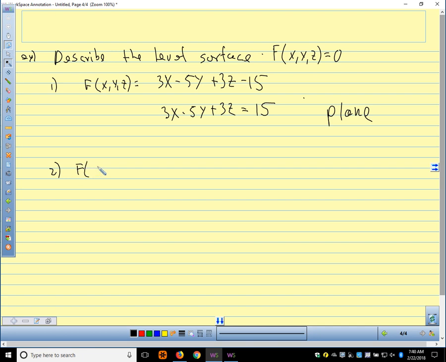F of x, y, z equals x squared plus y squared plus z squared minus 25. That's going to be a sphere, right? We get x squared plus y squared plus z squared equals 25. So that's a sphere.